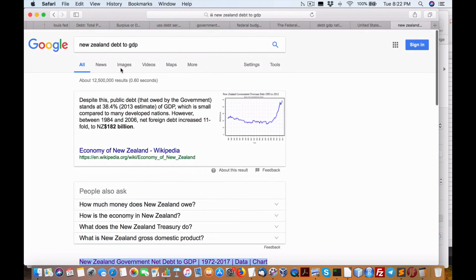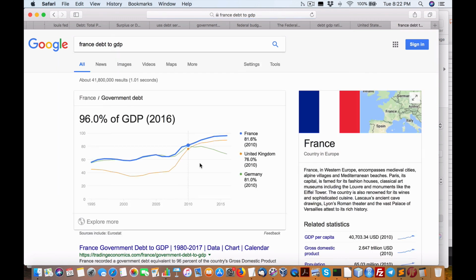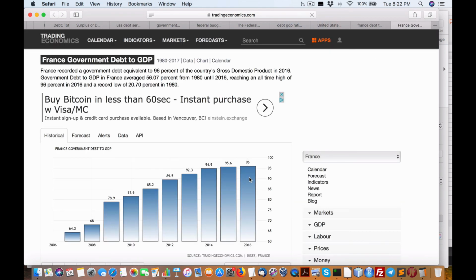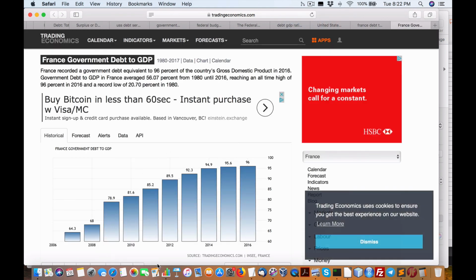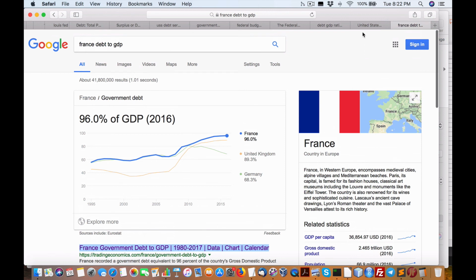And let's check out probably a basket case like France. 96%. So once you start hitting around 100, you better be scared, because the governments are not going to be able to afford what you're used to. We just looked at the U.S. as a great example.